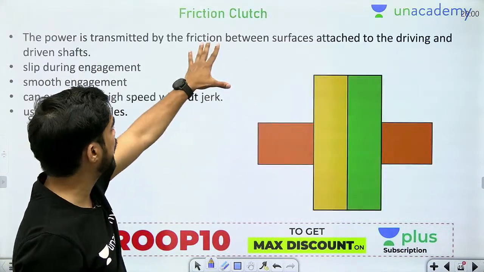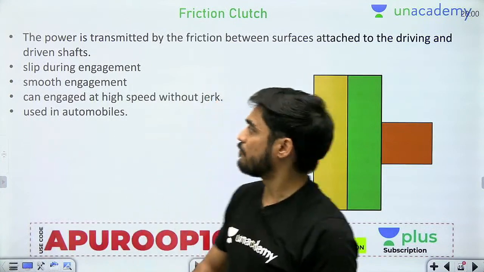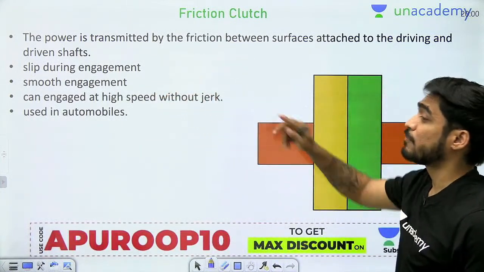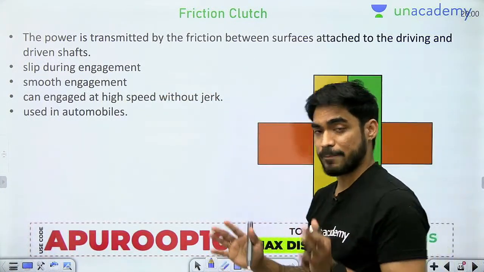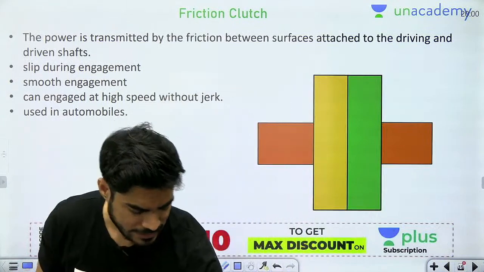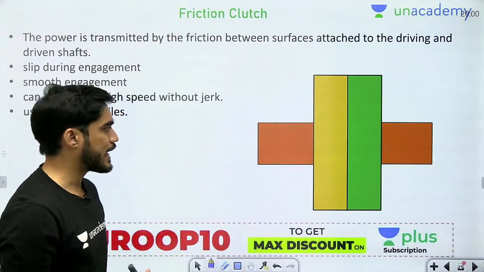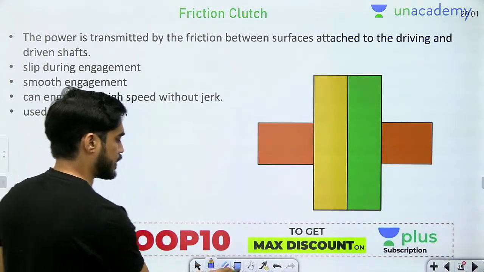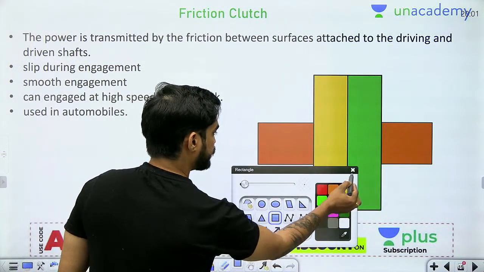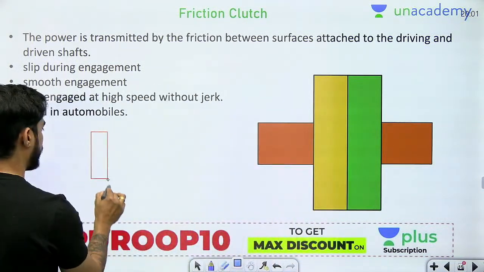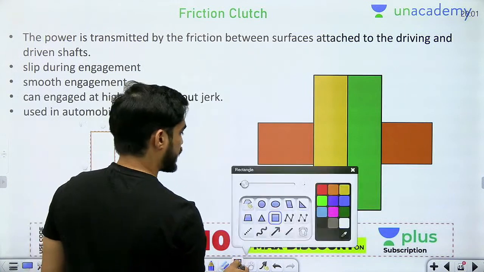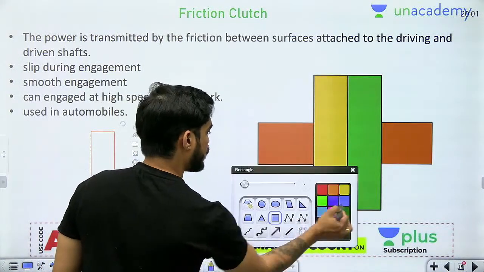Now what happens in case of friction clutch? In case of friction clutch, the power is transferred by means of friction. Now let me explain how it works. First I will explain to you how it works. Let's say we have these two parts.